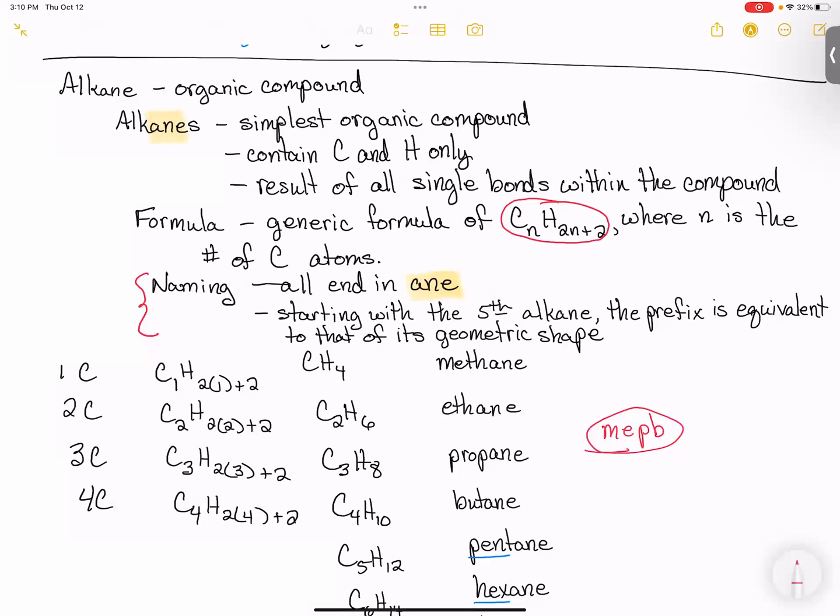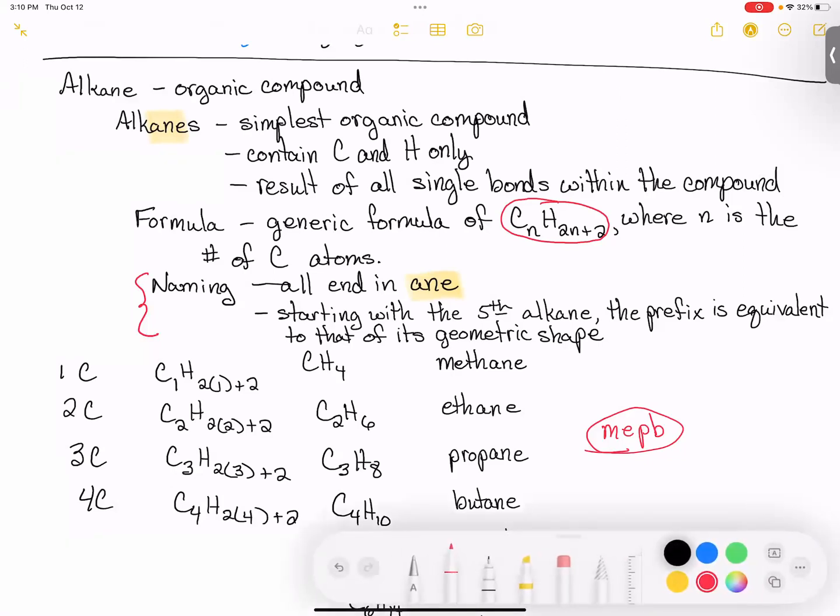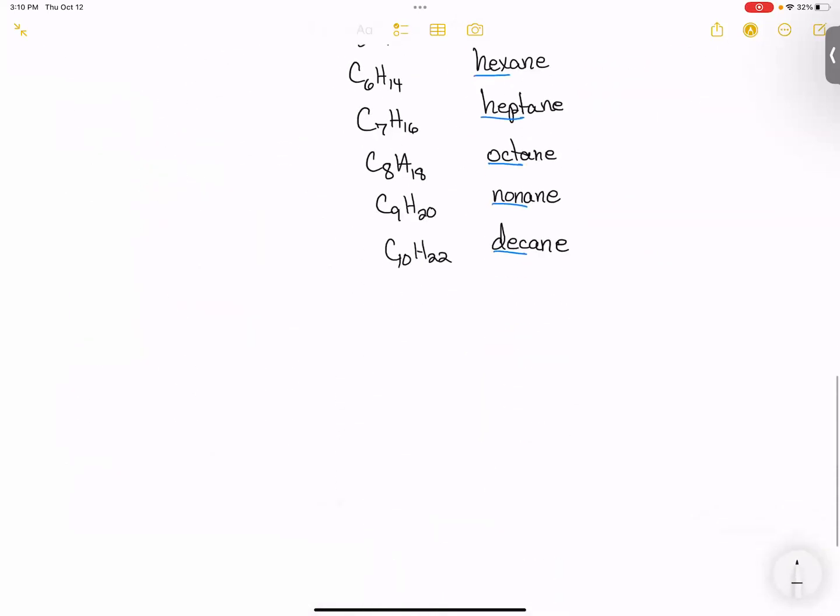Those are the key takeaways for alkanes. If you know those, you can figure it out. Any questions about alkanes? Then we move on to the 3rd type.